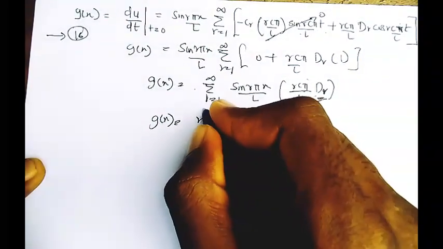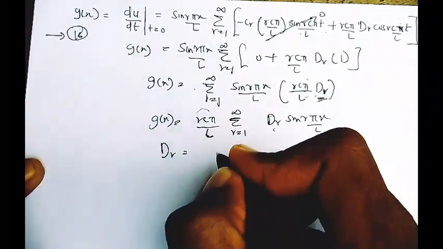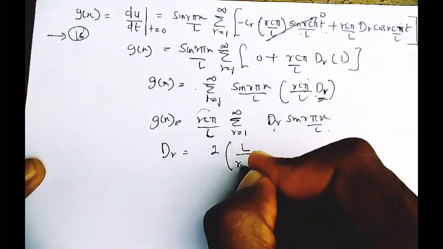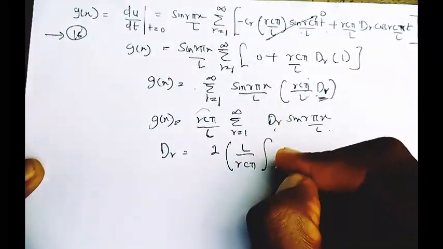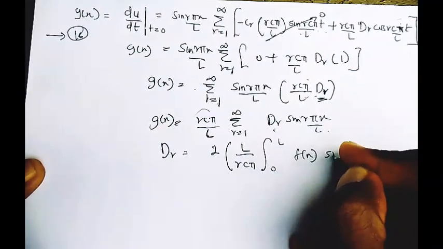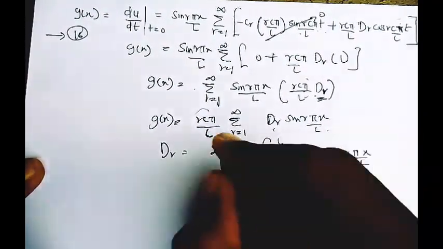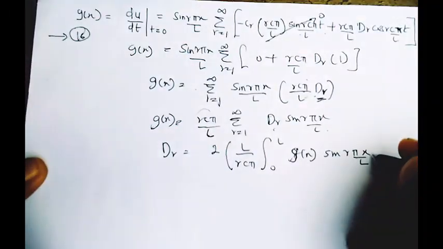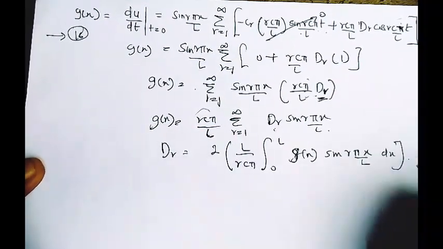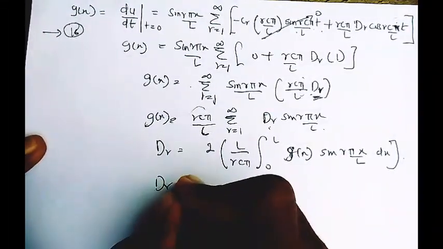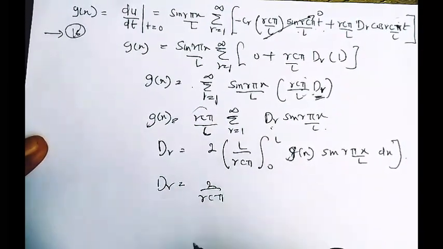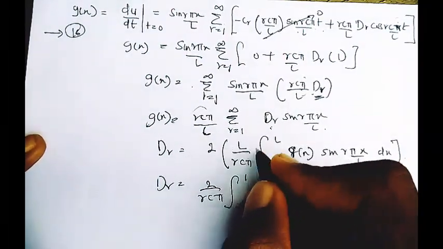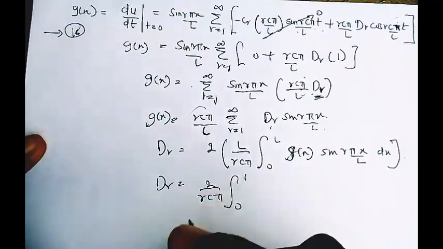I'm going to find a way to eliminate this constant. So my d subscript r is going to be equal to 2 times the mean value, and I'm going to be having l over r c pi, integral from 0 to l of function of x sine r pi x over l dx. My function of x, remember, is g(x). So my d subscript r is equal to 2 over r c pi, integral from 0 to l.